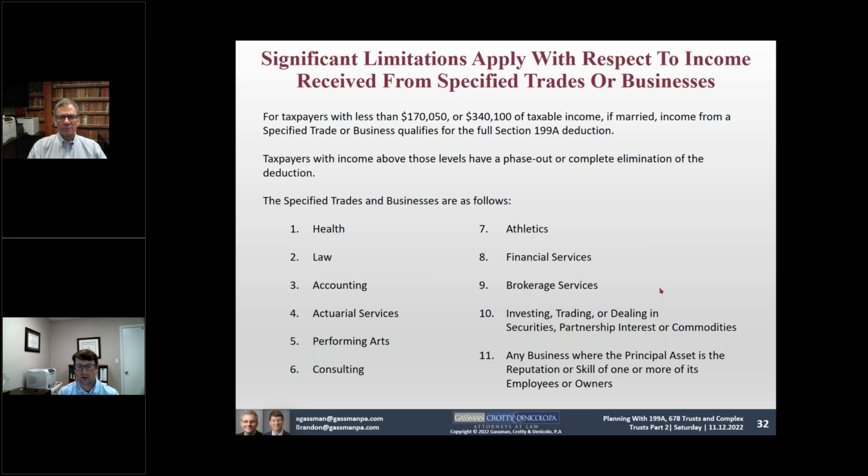Maybe like a construction worker that was really high valued and had a great reputation would be caught in this category, but that's not the case. It only applies really to name, image, and likeness use for number 11.